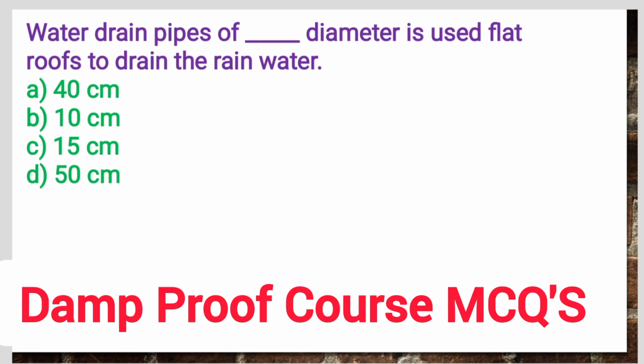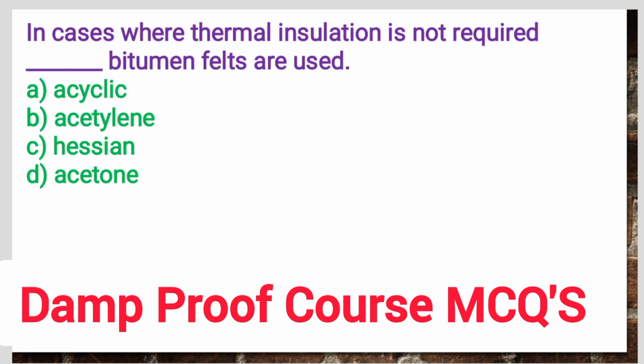Next question, water drain pipes of dash diameter are used in flat roofs to drain the rainwater. Option A, 40 cm. Option B, 10 cm. Option C, 15 cm. And option D, 50 cm. So the correct answer is option B, 10 cm. Next question, in case where thermal insulation is not required, dash bitumen fills are used. Option A, acrylic. Option B, acetylene. Option C, hessian. And option D, acetone. So the correct answer is option C, hessian.